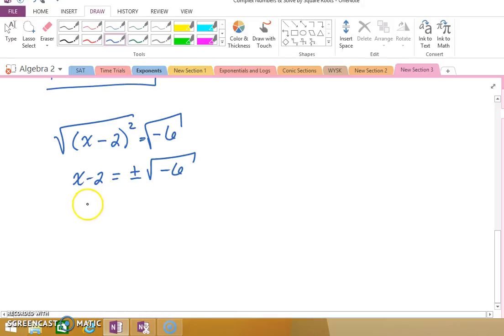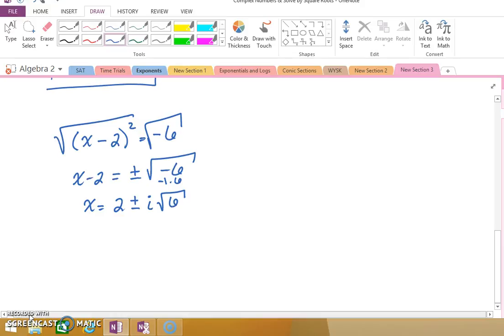So we're going to bring that 2 over: 2 plus or minus, and we're going to evaluate this. Remember, this is negative 1 times 6, so the negative 1 comes out as an i. And we can't simplify 6 any further, so we're left with 2 plus or minus i square root of 6.